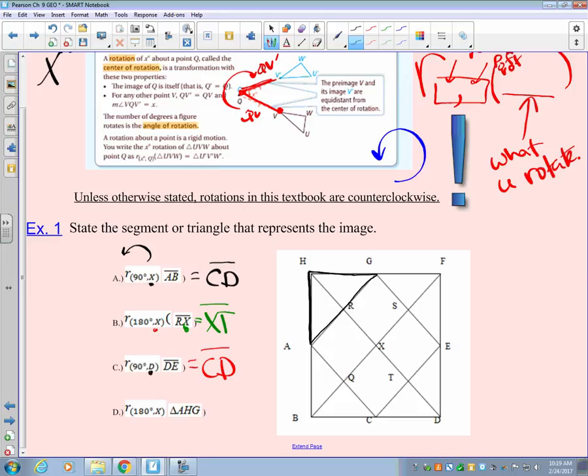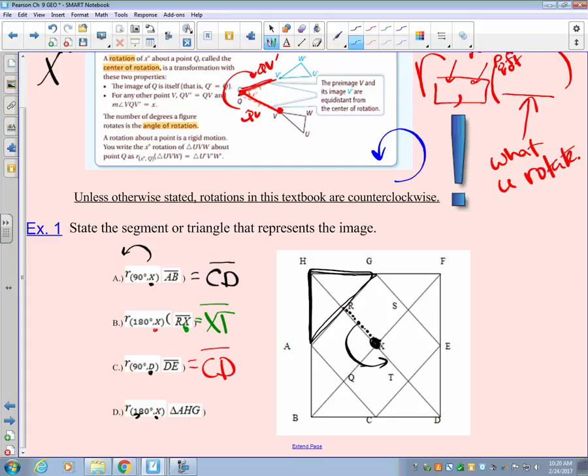This little corner right here is going to be rotated 180 degrees about the point X. So I'm going to go boop, boop, boop, boop. So that distance from K to R has to be preserved when I rotate it 180 degrees. 180 degrees is halfway around the circle.